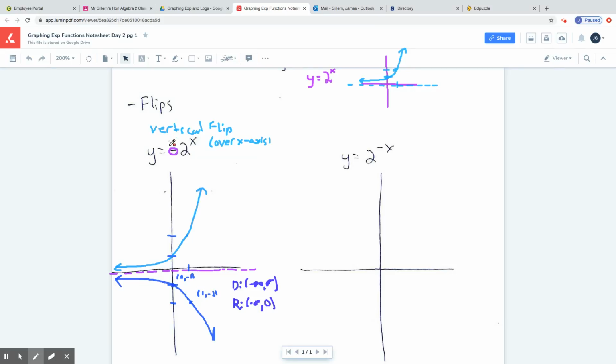So this is a vertical flip, a flip over the x-axis. We were at 0, 1, now at 0, negative 1. We were at 1, 2, we flip it, it's at 1, negative 2. The other type of flip is when we have a negative in front of the x in the exponent. This is what we call a horizontal flip.